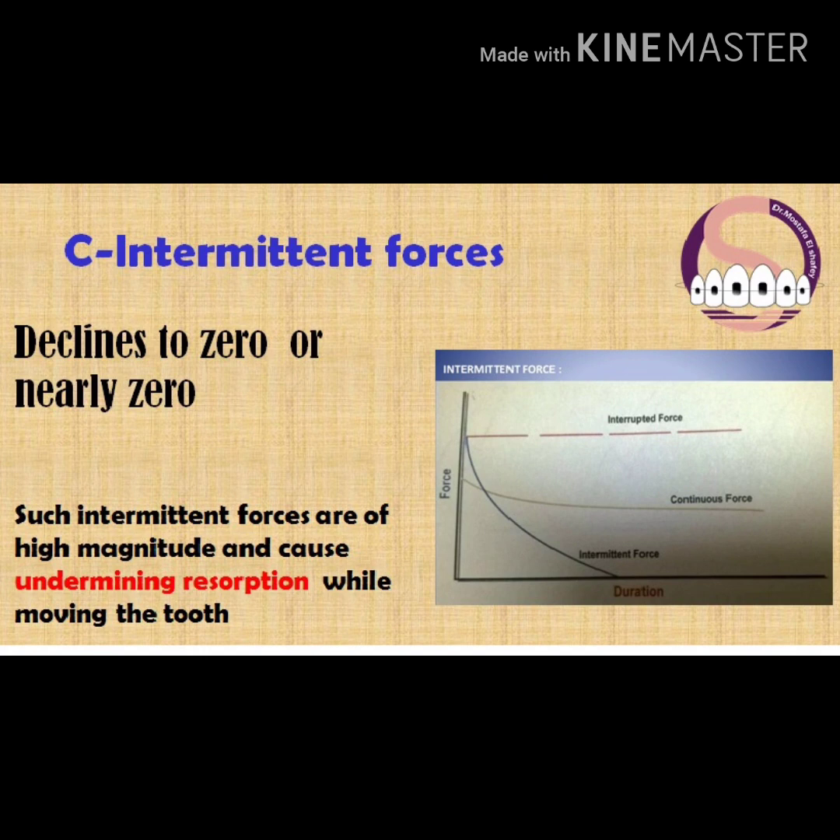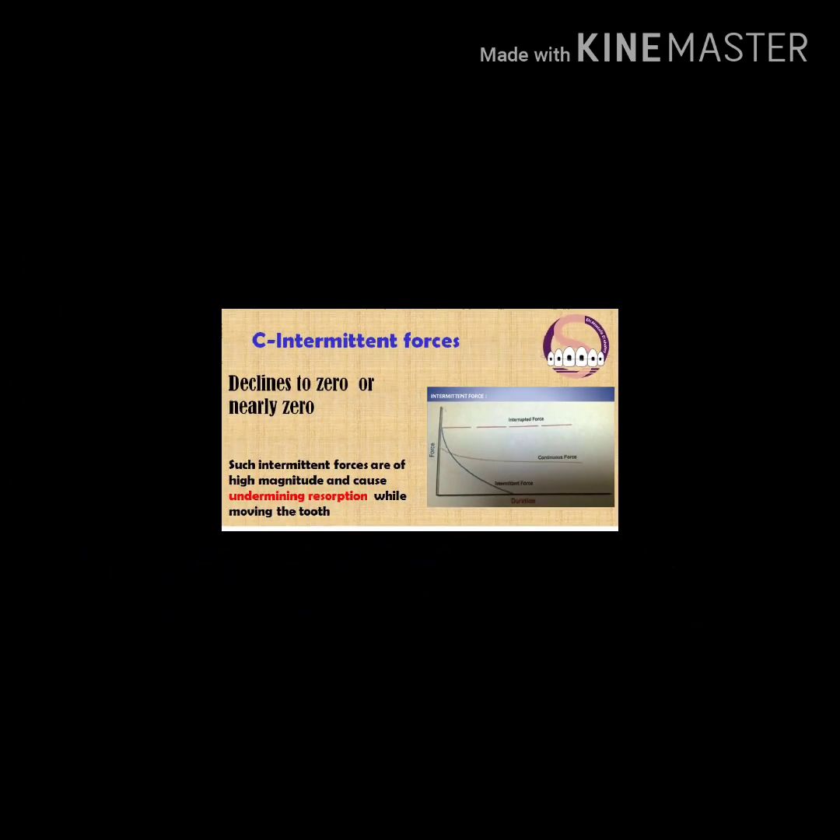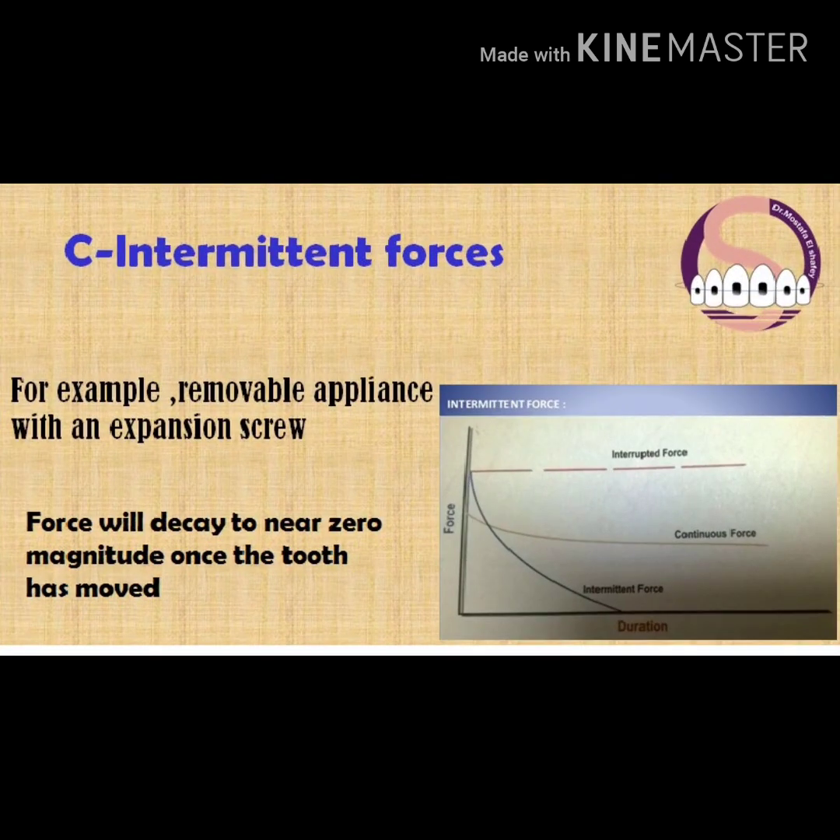Intermittent forces decline to zero or nearly zero. Such intermittent forces are of high magnitude and cause undermining resorption while moving the teeth. For example, removable appliance with an expansion screw. Force will decay to near zero magnitude once the tooth has moved.